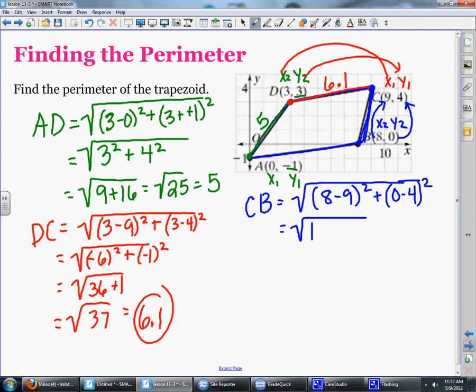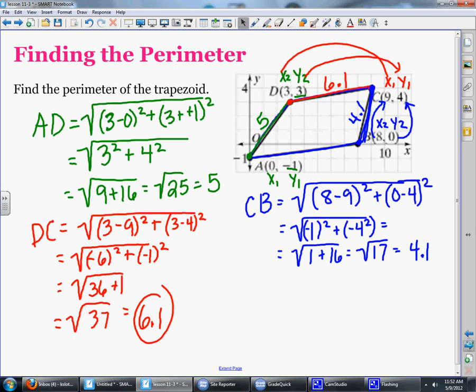So we have negative 1 squared plus negative 4 squared, and that's equal to 1 plus 16. The square root of 17, which I think we just did on the last problem, is 4.1. So this distance here is 4.1.